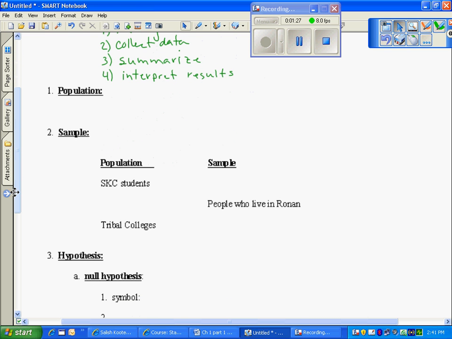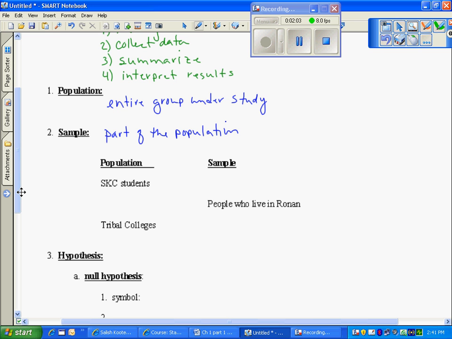Some basic language or terminology that we need to know is the population, which is the entire group under study. And because we can't always look at or identify the entire group, we're going to break that entire group into a sample, which is just part of the population. And we're going to use this part or sample to make decisions about the entire population.